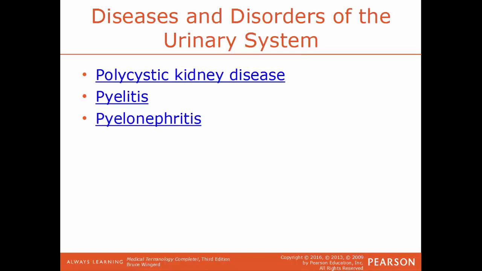Pyelitis is the inflammation of the renal pelvis. And something that's very, very related to that, pyelonephritis, is the inflammation of the renal pelvis because of a bacterial infection. So these terms are similar, but pyelitis is usually a reference to just the renal pelvis. But if you have inflammation of the pelvis and also the kidney, then it's classified as pyelonephritis.